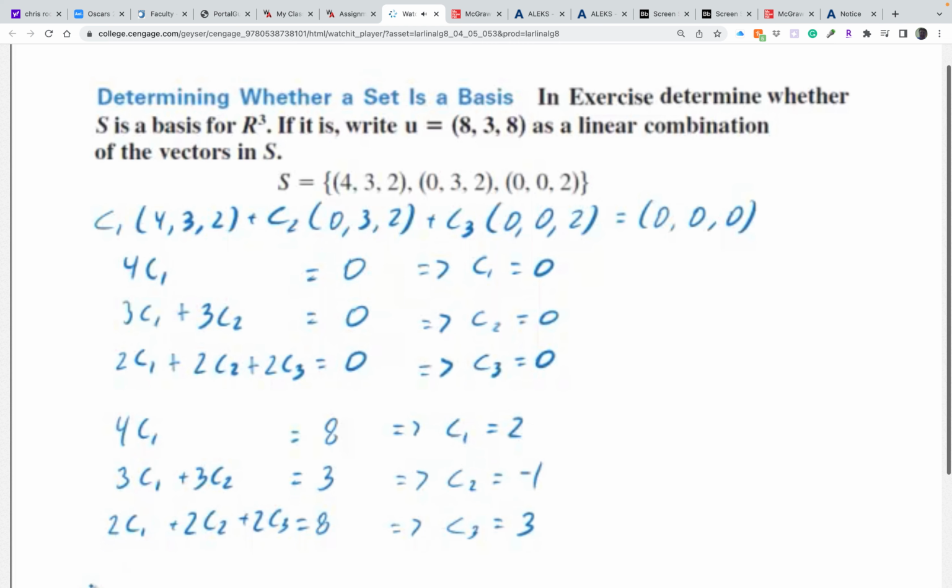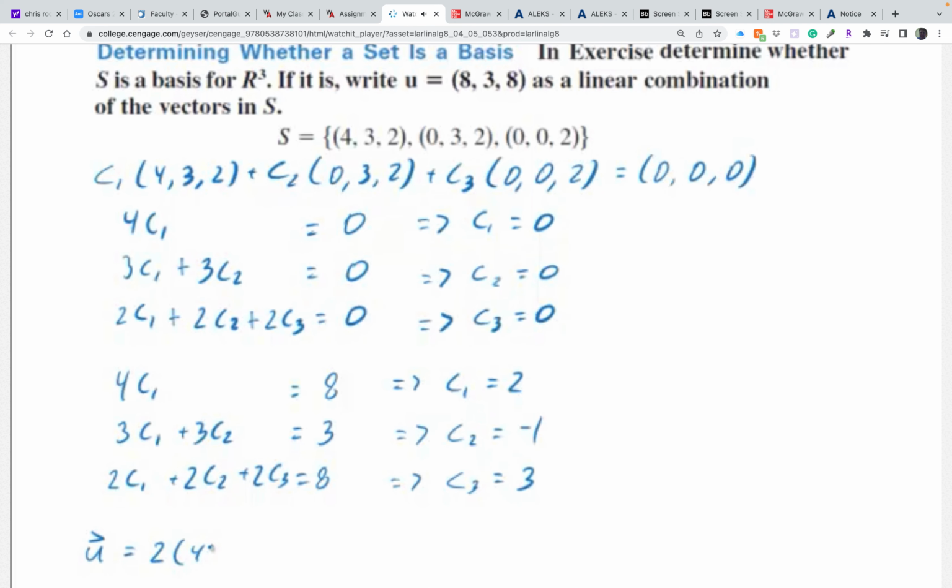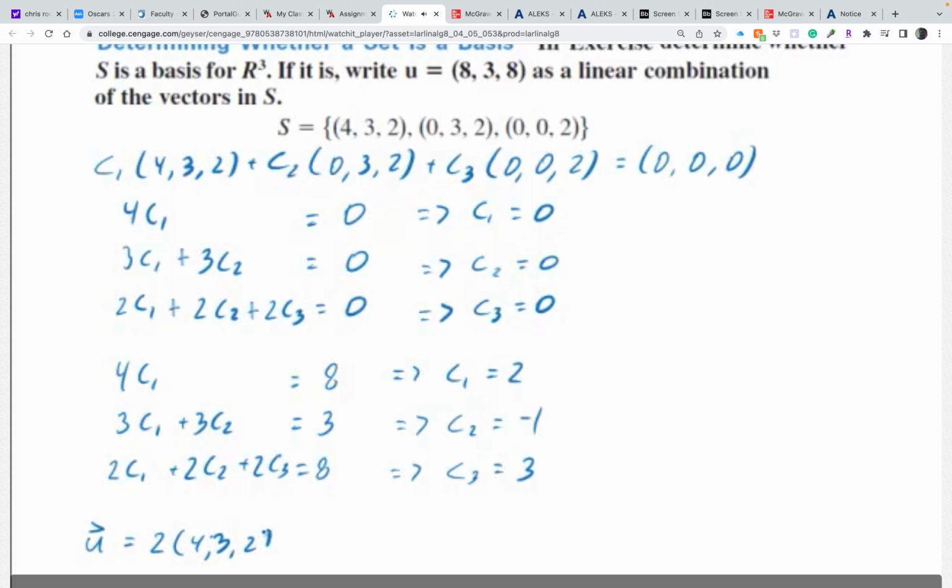Therefore, we can write the vector U as the linear combination of 2 times 4, 3, 2 minus 0, 3, 2 plus 3 times 0, 0, 2, which is equal to 8, 3, 8.